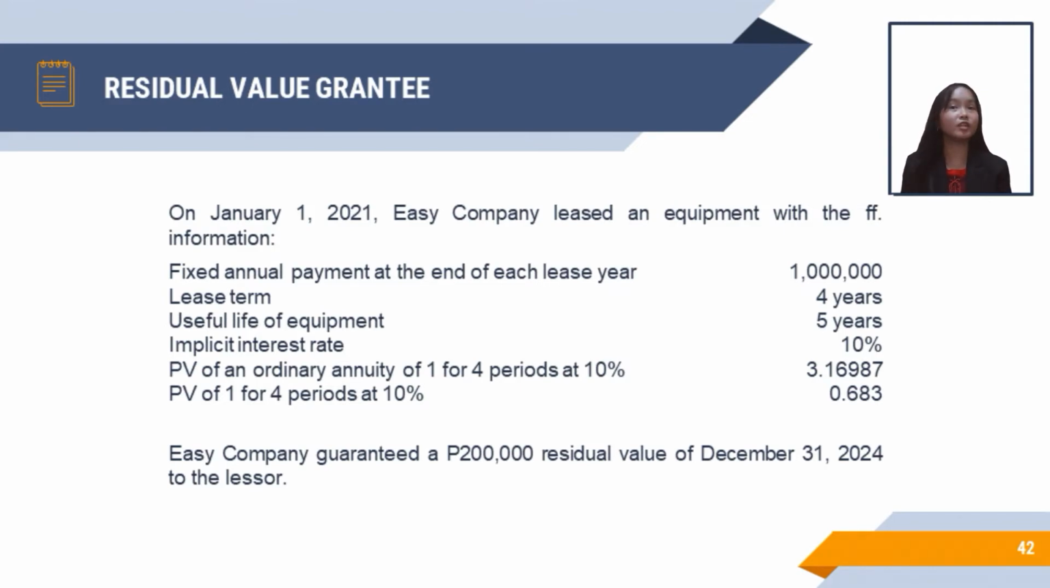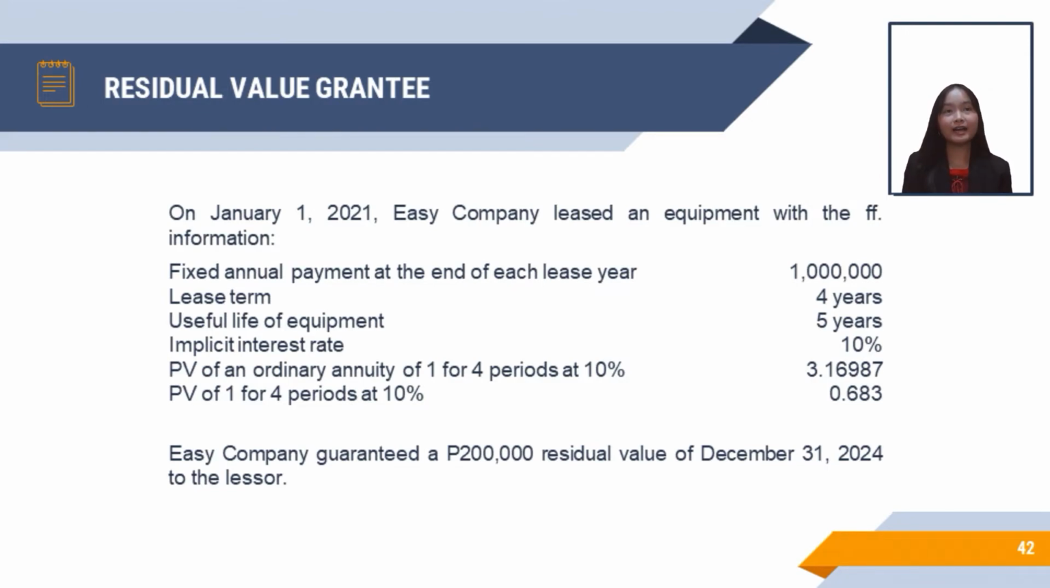So on January 1, 2021, EC Company leased an equipment with the following information. Fixed annual payment at the end of each lease year for 1 million pesos, lease term 4 years, useful life of equipment 5 years, implicit interest rate 10%, present value of an ordinary annuity of 1 for 4 periods at 10%, 3.16987, and present value of 1 for 4 periods at 10%, which is 0.683.